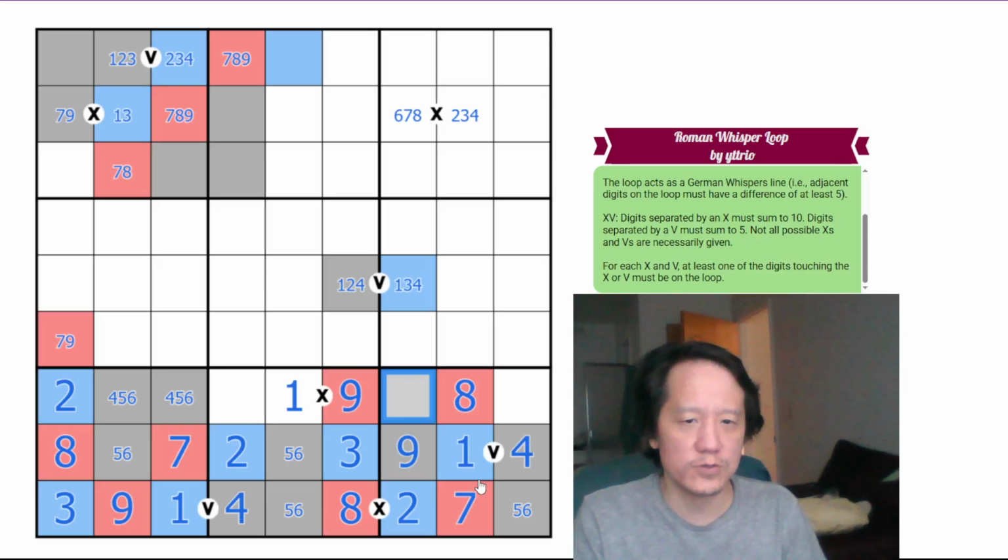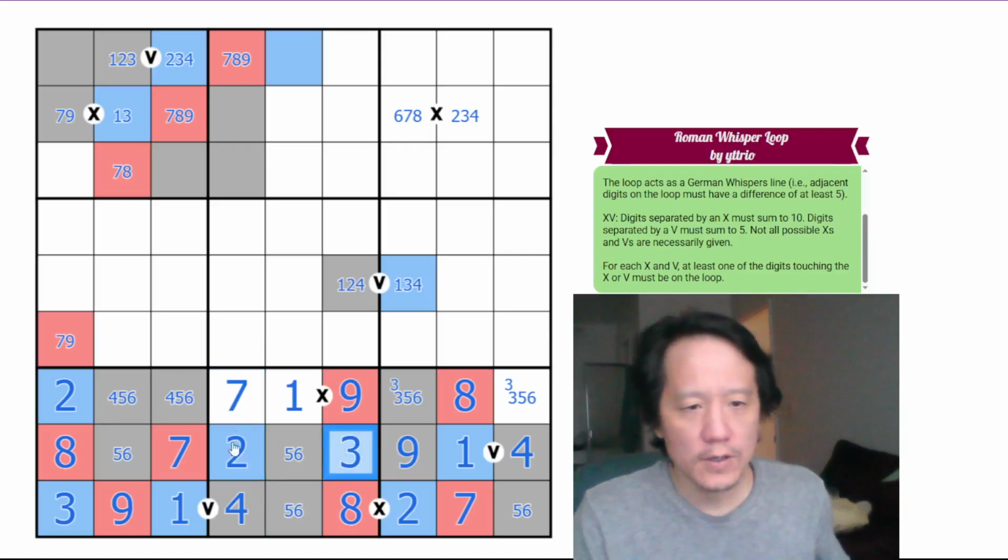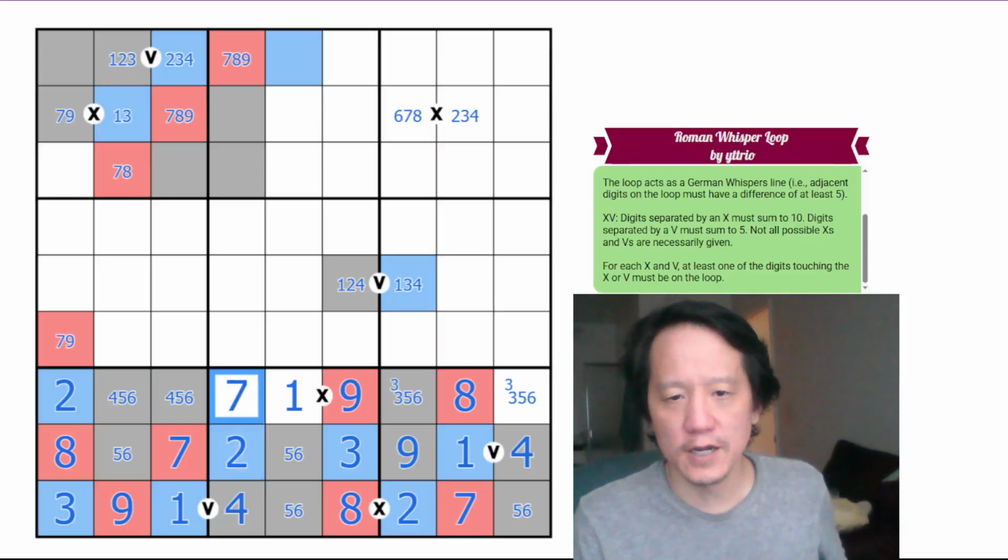This is not on the loop. This could be 3, 5, or 6. This could be 3, 5, or 6. So one of these is a 3. This digit must be a 7. That's the only possibility. Okay. Oh, yeah, it has to go this way. So this is high.